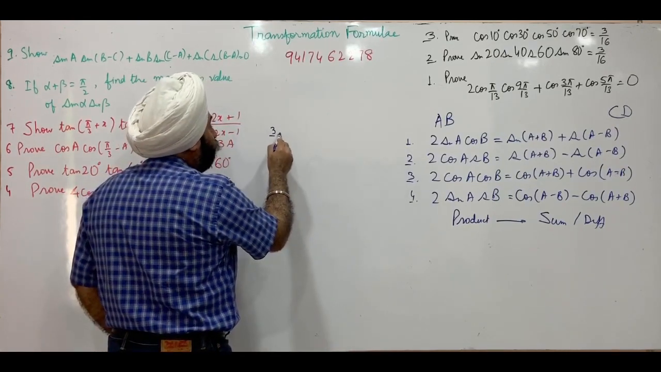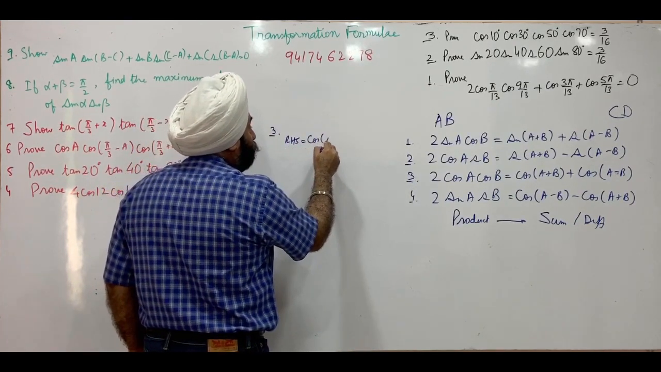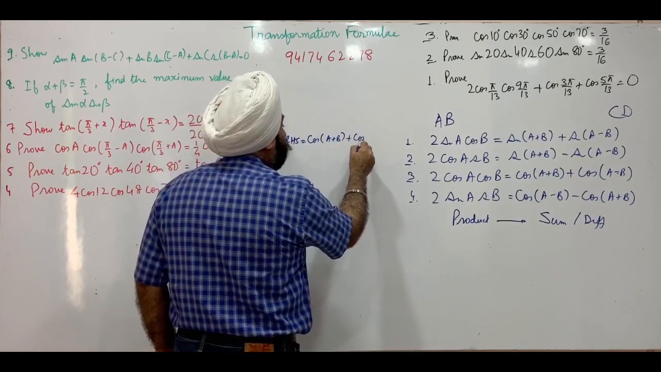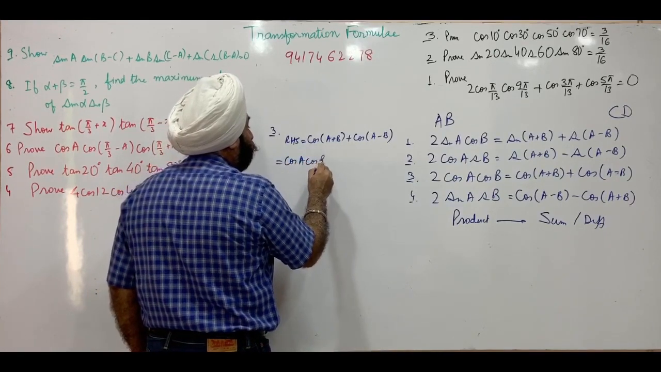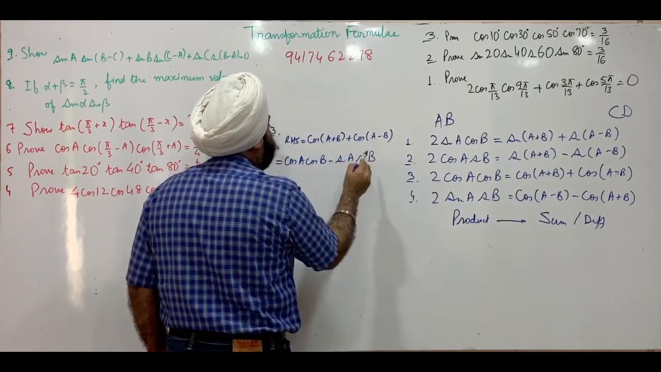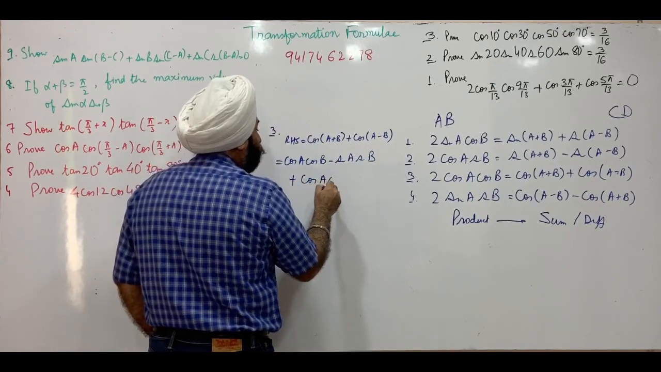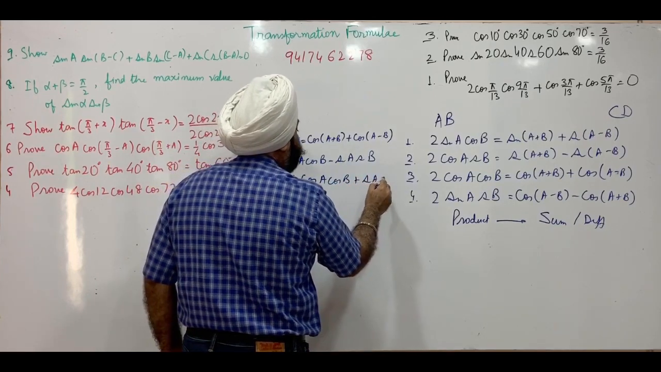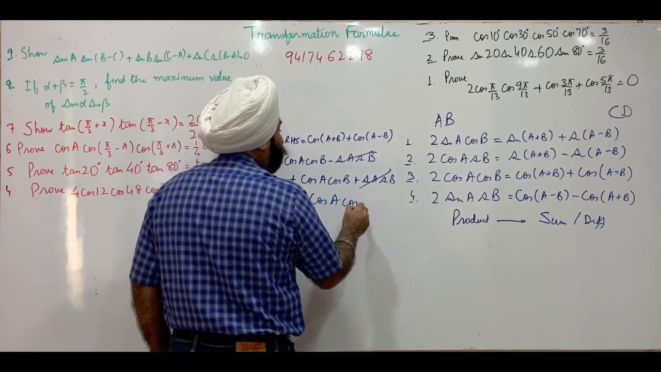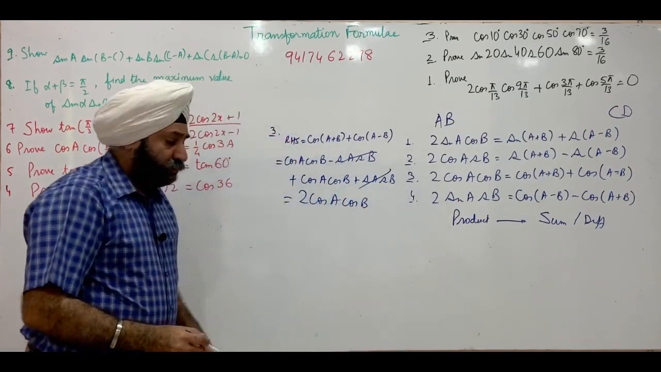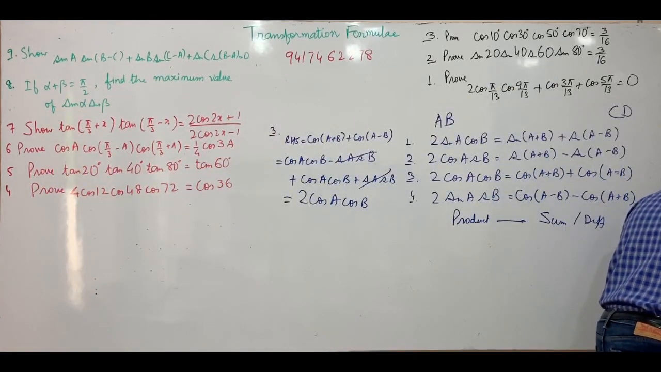Let's try to prove formula number 3. Starting from the right hand side, which is cos(A+B) plus cos(A-B). cos(A+B) is cos A cos B minus sin A sin B. And cos(A-B) is cos A cos B plus sin A sin B. This cancels. This is 2 times cos A cos B, that is equal to the left hand side. So this way we can prove all the trigonometric AB formulas.